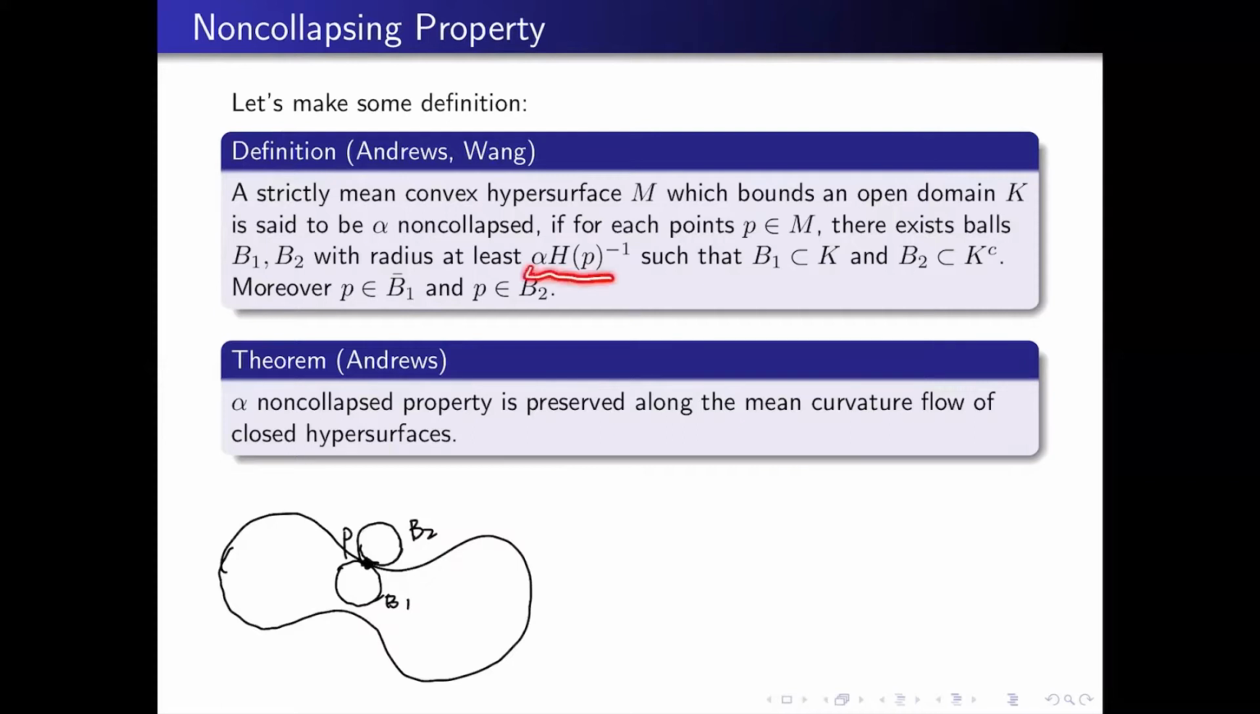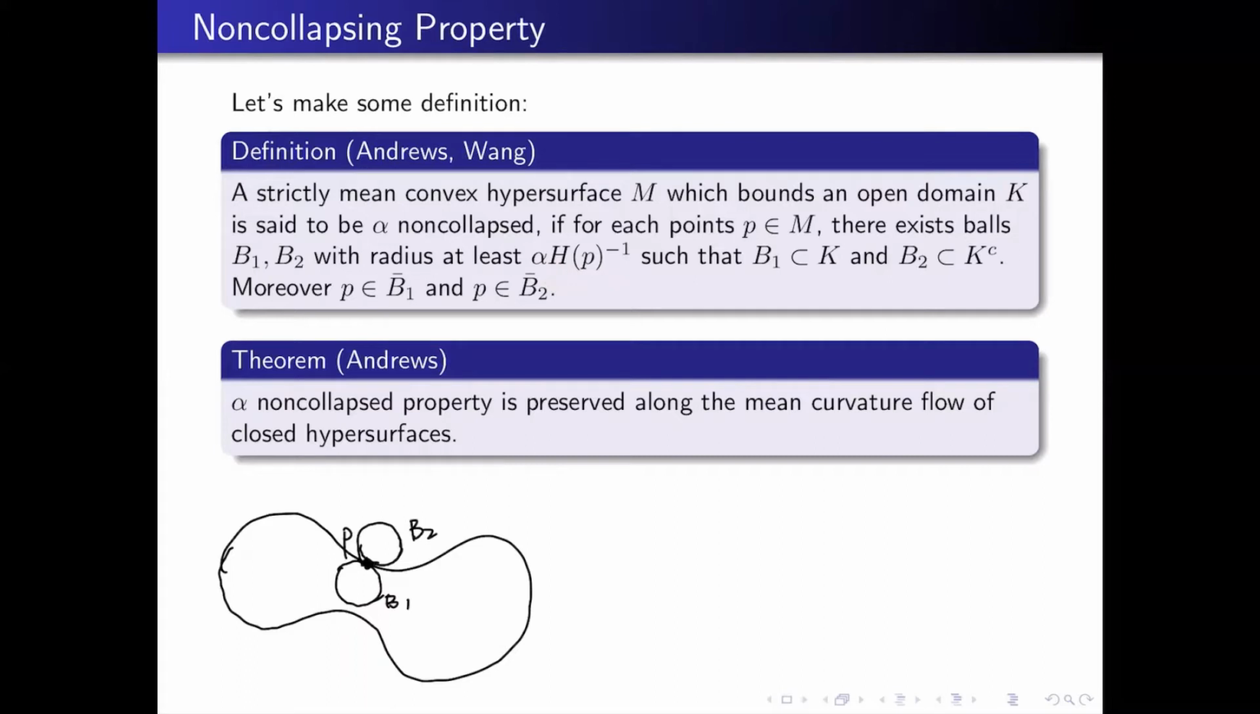This quantity, which is multiplied by H inverse, was designed to make this entire picture scale invariant, which means that if I dilate the picture by a factor of lambda, then the radii of these balls will be dilated by a factor of lambda, whereas the mean curvature is dilated by lambda inverse. So this H inverse exactly dilates by a factor of lambda.